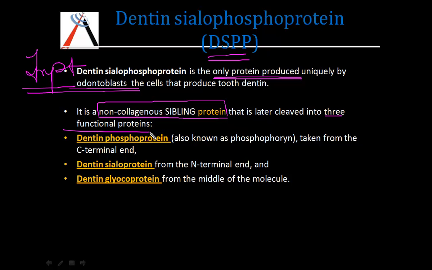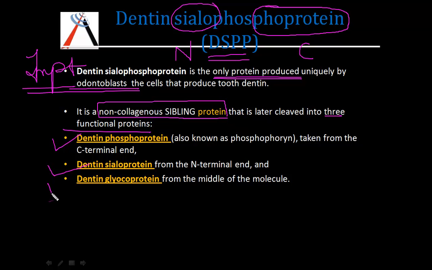What are these 3 functional proteins? It is the dentine phosphoprotein, which is taken from the C-terminal end, the dentine sialoprotein, which is taken from the N-terminal end, and the dentine glycoprotein, which is from the middle of the molecule. So this dentine sialophosphoprotein actually comprises 3 functional proteins: dentine phosphoprotein, dentine sialoprotein, and dentine glycoprotein.